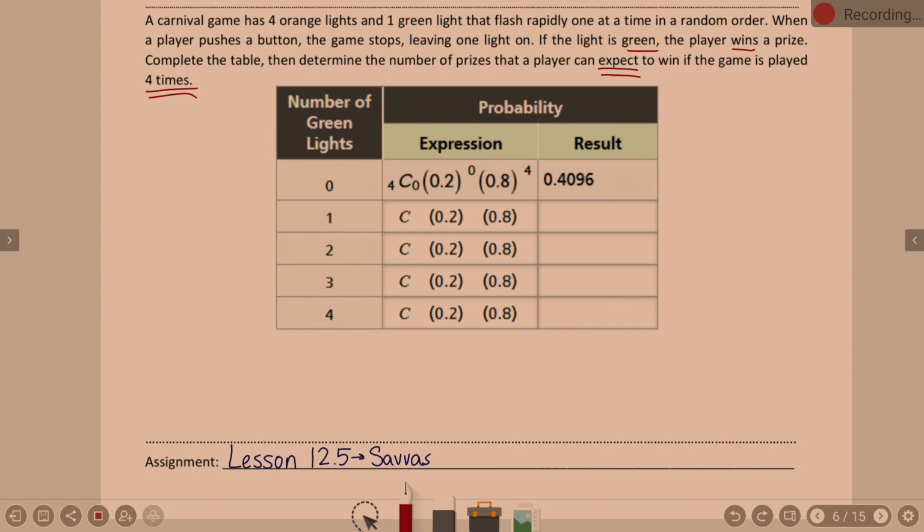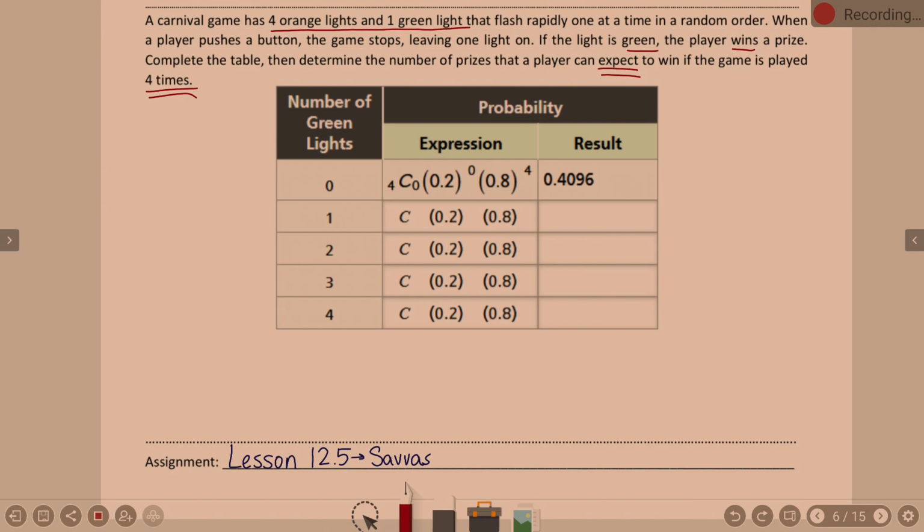Out of those 4 times, is there the possibility you'll get 0 green lights? There's a possibility you would get 0 green lights, wouldn't there? And so that's this first example, picking in the 4 games, picking 0 at a time. So if we get no green lights, what's the probability of winning? Where's that 0.2 come from? They didn't tell us the probability, but it's 20% because of the 5 lights. How many total lights are there? 5. 4 orange, 1 green.